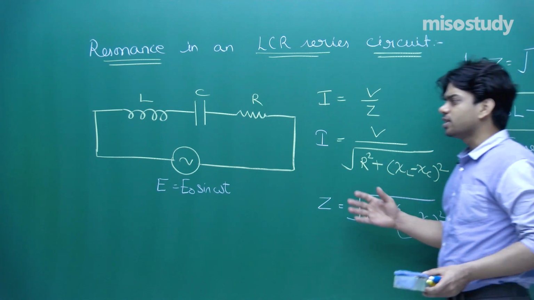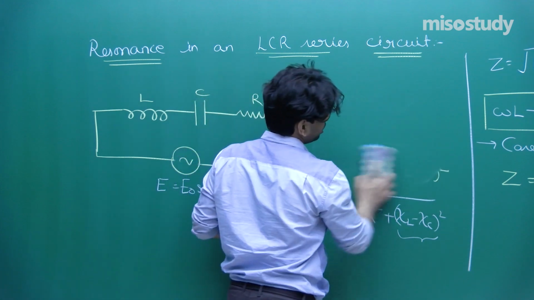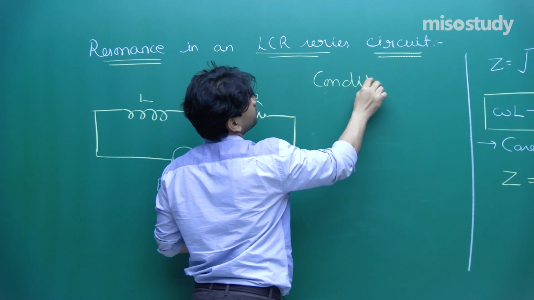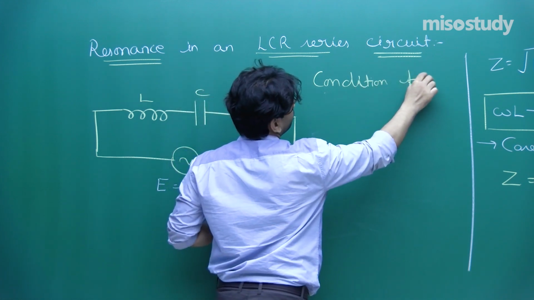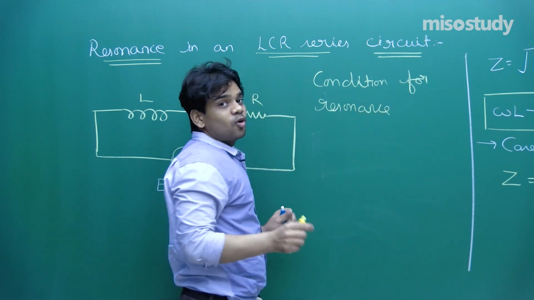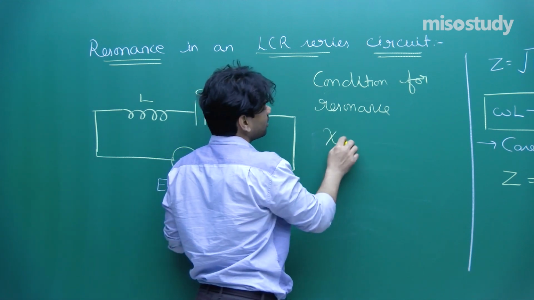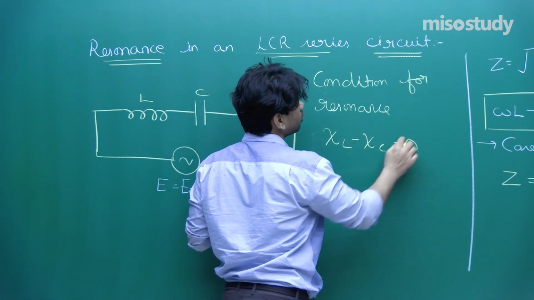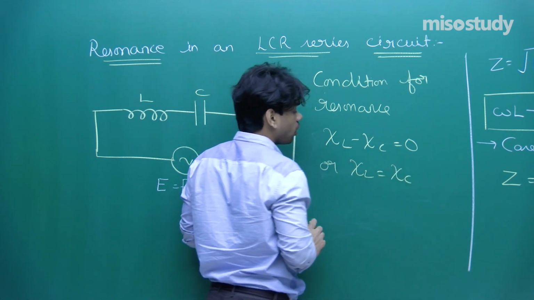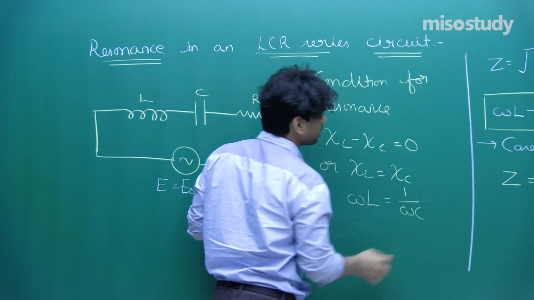I hope that you have taken the diagram and all the equations. Now very easily, if I write down the condition for resonance, we are going to obtain 1 upon omega C equal to omega L, or we can say that chi L minus chi C is equal to 0, or chi L equals chi C, or further we can write this as omega L is equal to 1 upon omega C.